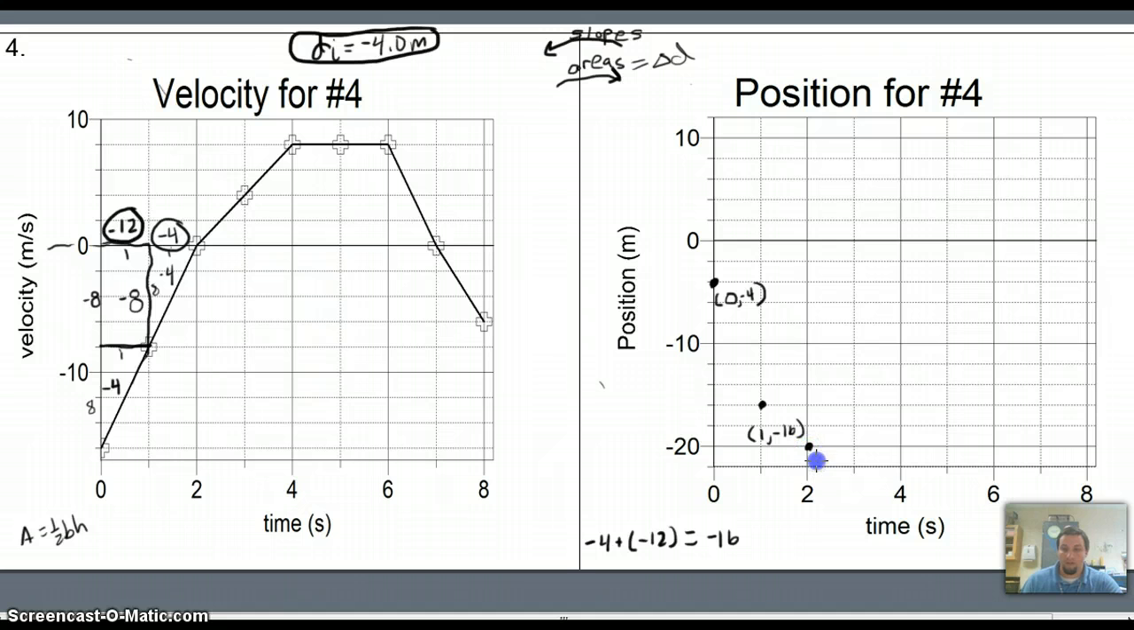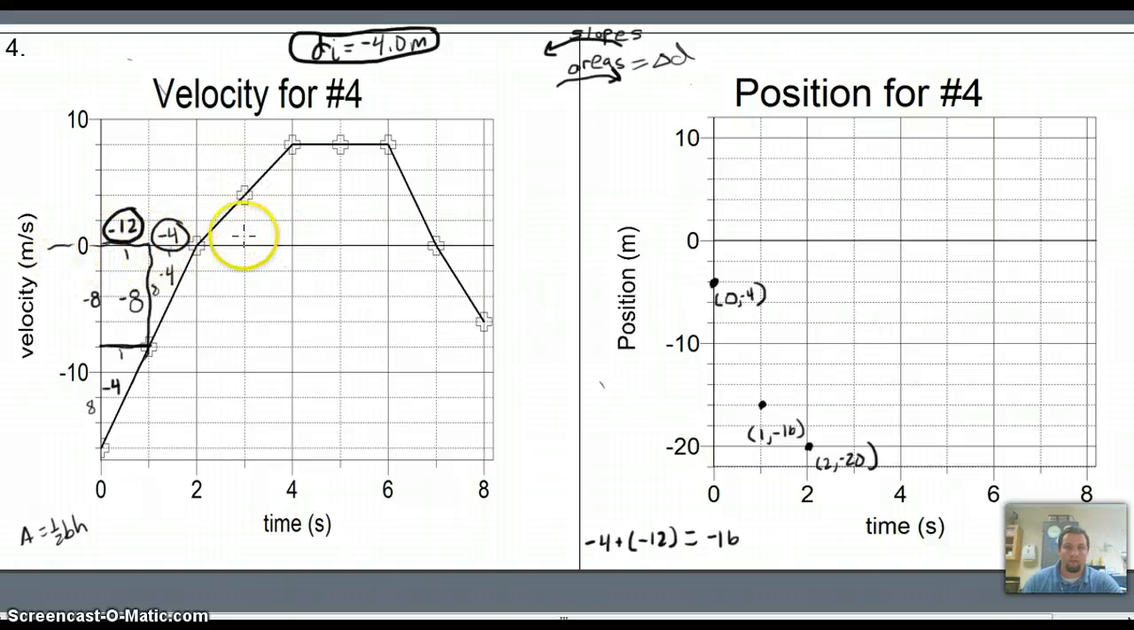Again, I'm plotting the areas, and the areas correspond to the displacement. So this would be -16 minus 4, which is -20 for that one. Okay, so you can start to see the curve developing here. We're going from a straight line to actually a curve. Let's do the next thing.